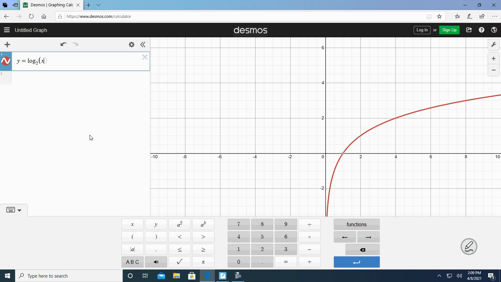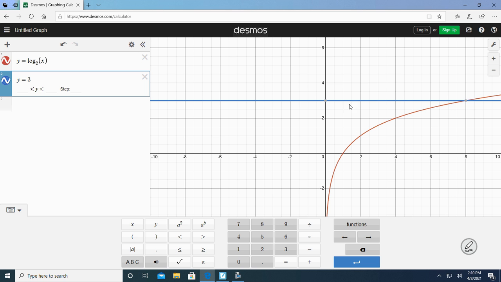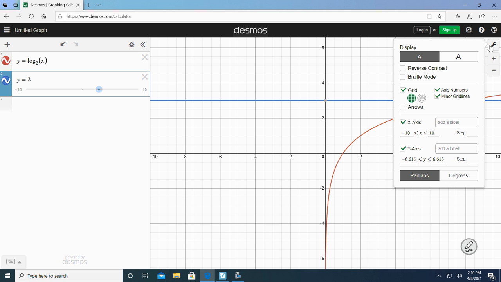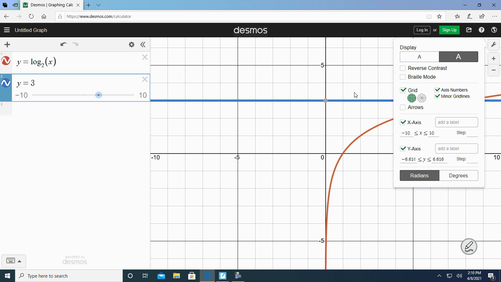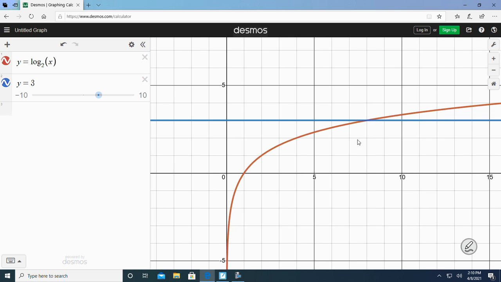And close your parentheses. And then on the other side, you're going to go y equals 3. And notice on Desmos that the two intersect each other. You're looking just for the x value. So the answer to that one was just 8. So that's using Desmos to pull out what's going on.